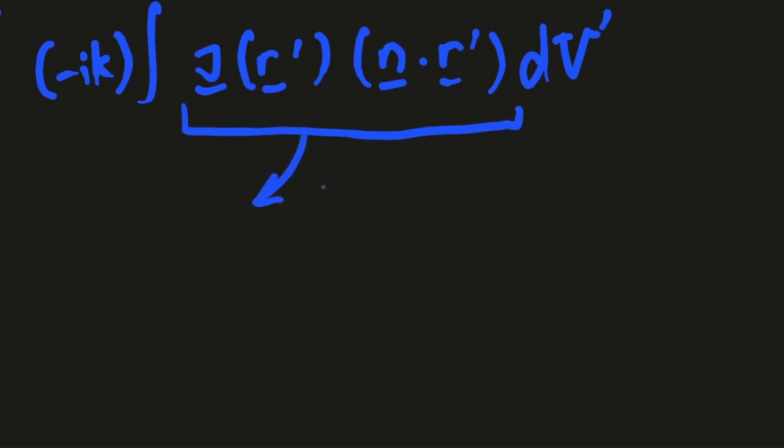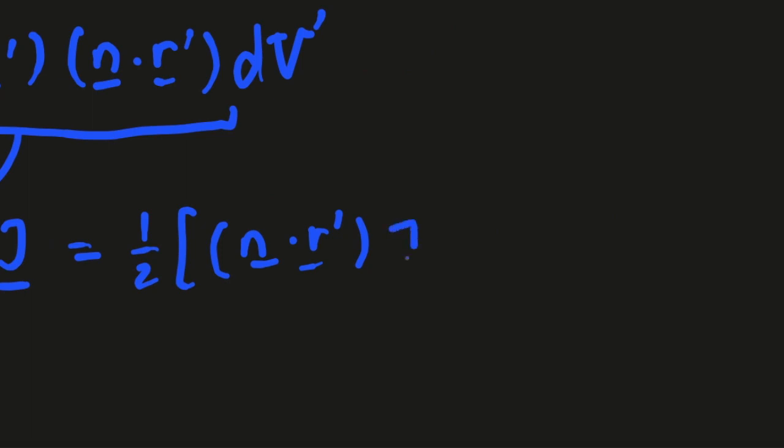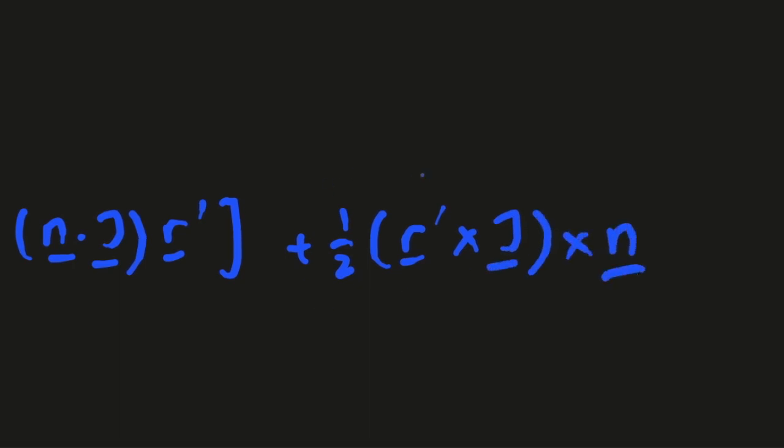And we can actually split this into two parts, an anti-symmetric and a symmetric part, as we'll see really soon. So J is also the same as saying this is n dot r prime J plus n dot J r prime plus half of r prime cross J cross n. If you just use some vector identities, you can derive this. And what we can note is that this is anti-symmetric, and this is symmetric.